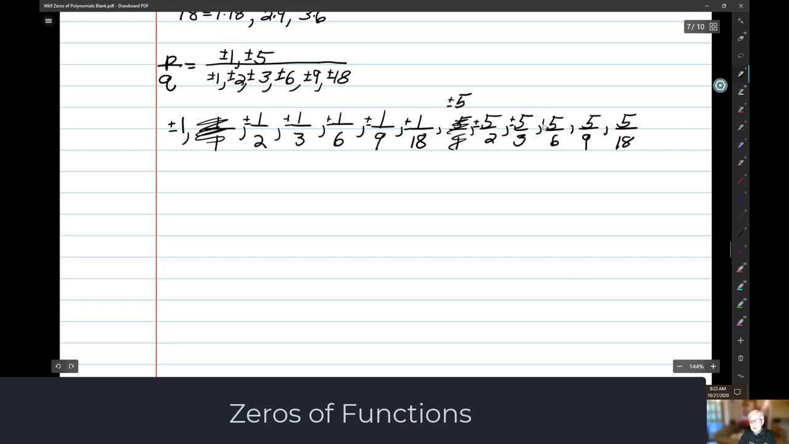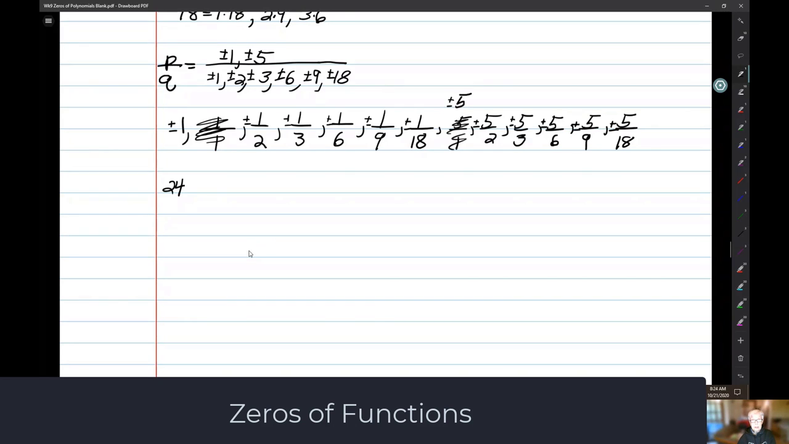And all of these questions are multiple choice. So you have to look at the list they present you with very carefully. Now, how many are these? 2, 4, 6, 8, 10, 12, 14, 16, 18, 20, 22, 24. I have 24 possible numbers to check and see if they're rational zeros of the function.